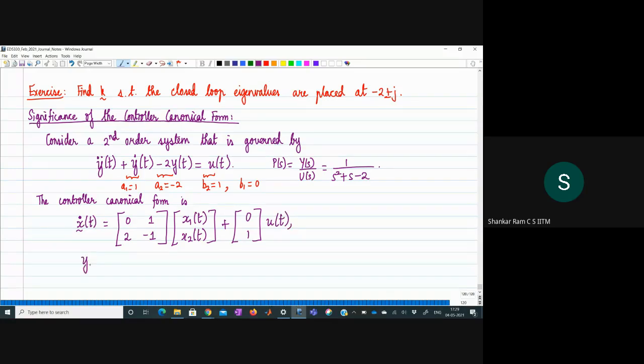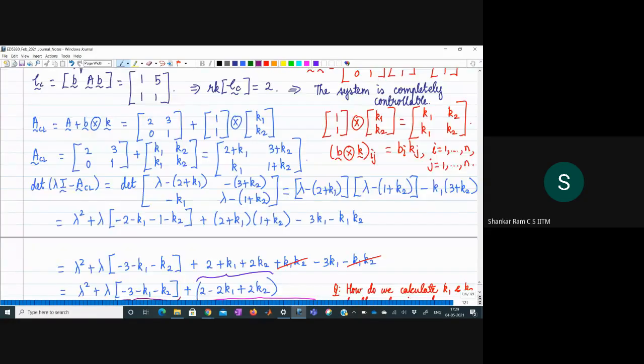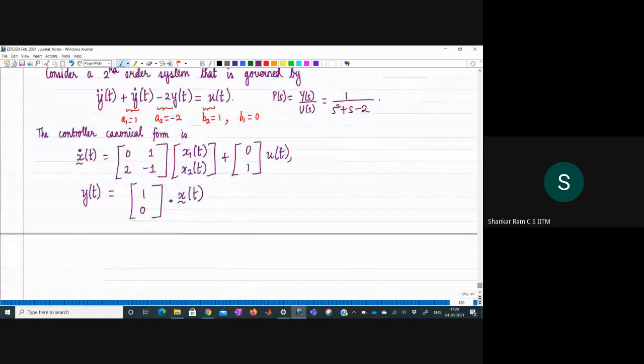Now the output term y of t is going to be equal to b2, b1, dotted with the state vector x. So b2 is 1, b1 is 0. So this will be the controller canonical form. This will be a state space representation of the given system in the controller canonical form. I hope this is clear to everyone.